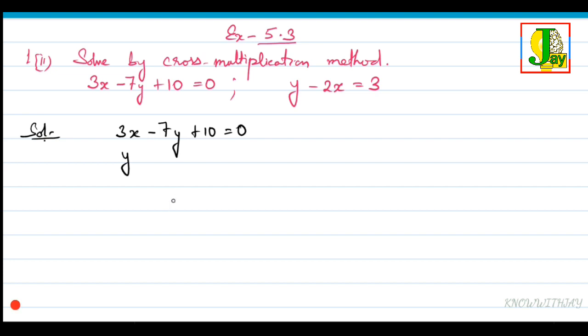y minus 2x equals 3. This is our equation number 1. And the second one, we have to rearrange: minus 2x first, then plus y, and 3 comes to the left side, minus 3 equals 0.